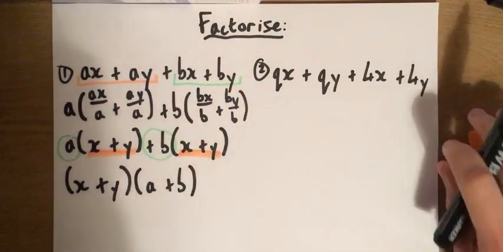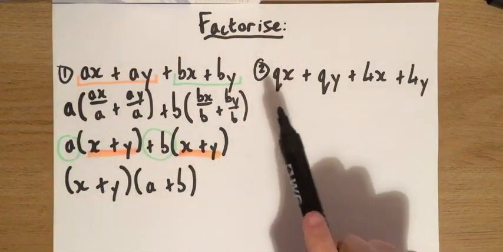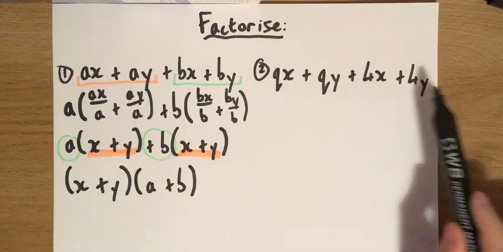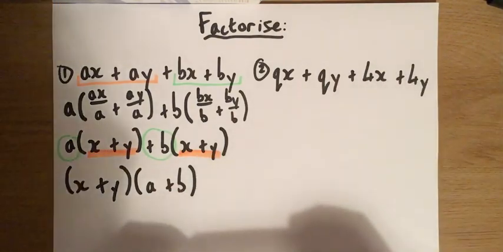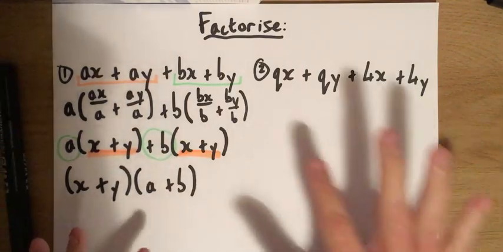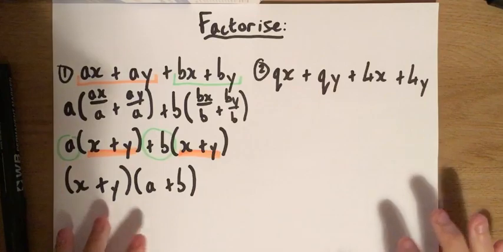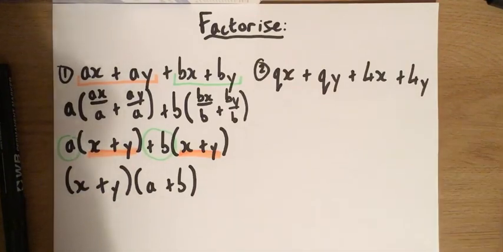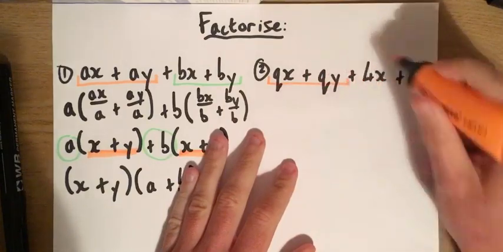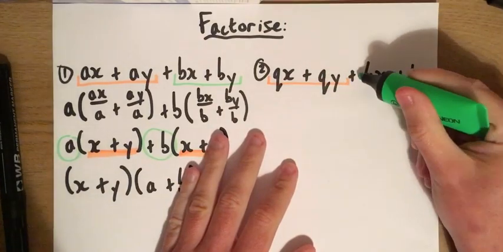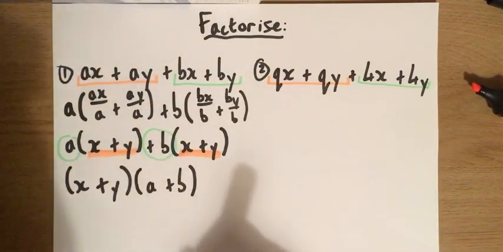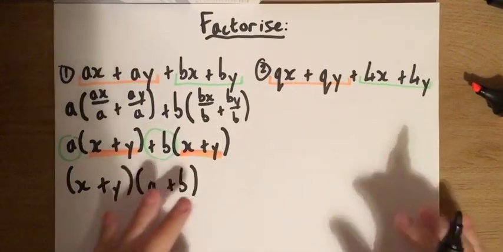All right, so next one I'm going to do, I've got qx plus qy plus 4x plus 4y. Okay, so similar enough example. Is there something common to all four terms? No, there's not. Okay, nothing divides into all four of those. So I must have to split it up and do it by grouping. So let's look at the first two and the second two separately. So qx plus qy. Is there something common there? Yes, there's q.